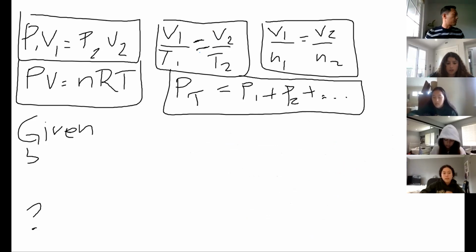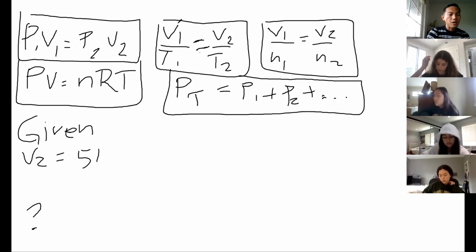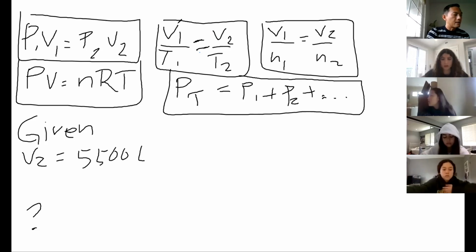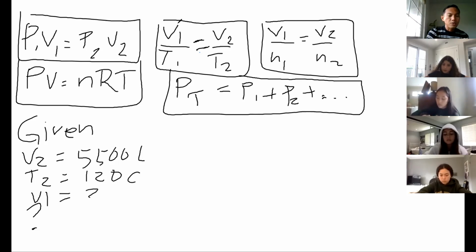Okay, going back to our given in this problem. So again, I'm looking at the second practice problem here. It says a hot air balloon has a final volume of 5,500 liters. They're telling me it's the final volume, that must be V2. And they are telling me that the final temperature, so T2, is 120 Celsius. They're saying, what if the initial volume, so V1, is 3,200 liters? So what they're asking us to solve for is the initial temperature.